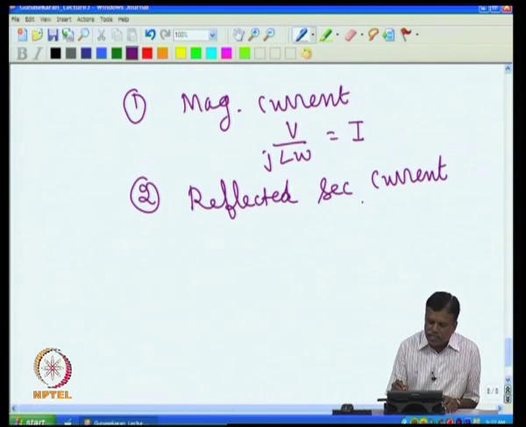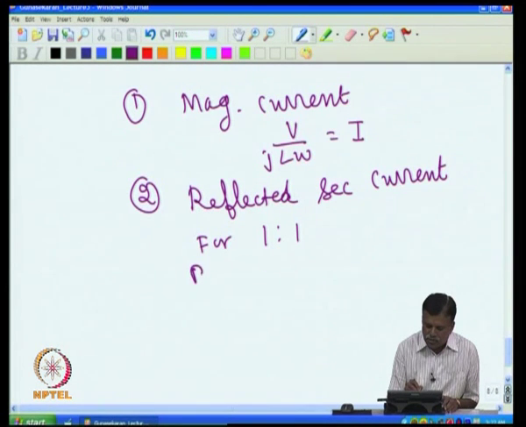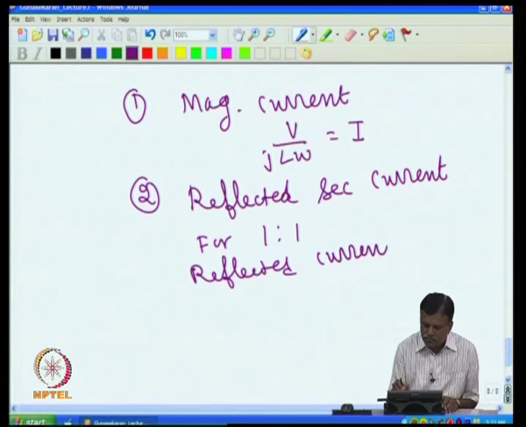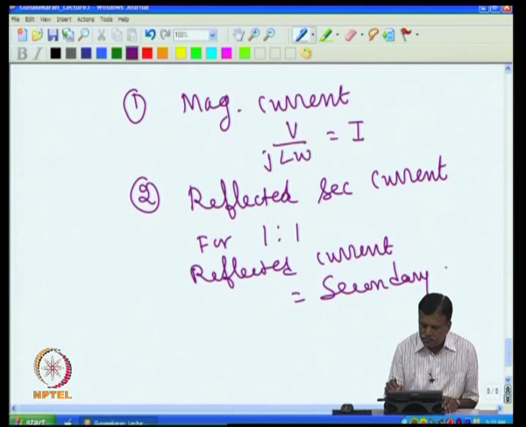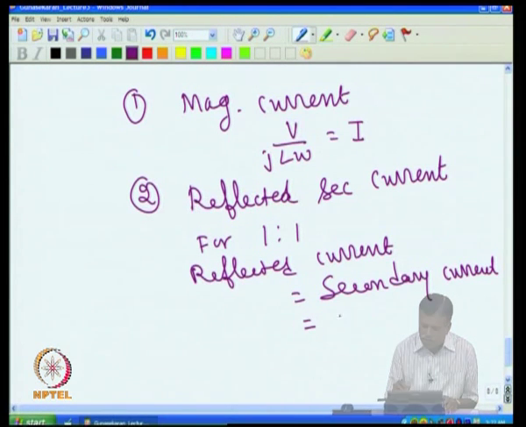Now, the reflected secondary current, for example, for a 1:1 transformer, that is primary to secondary 1:1, the reflected current equals the secondary current. For example, if the secondary current is 1 ampere, then the reflected primary current is also 1 ampere.